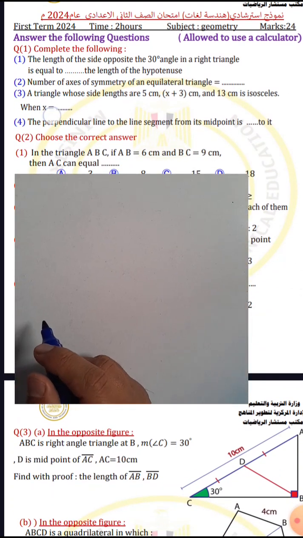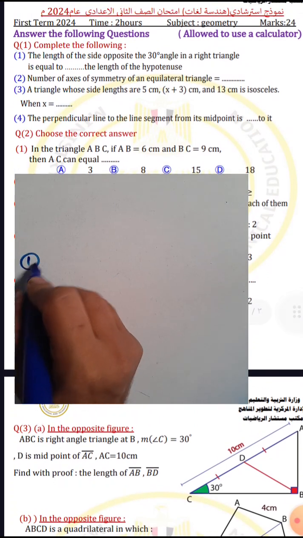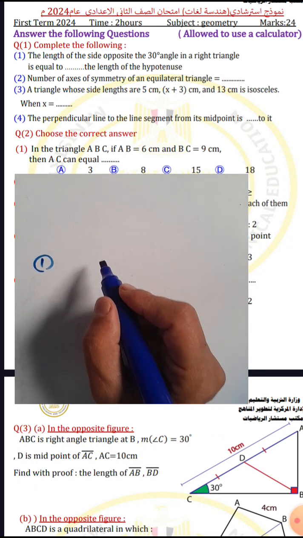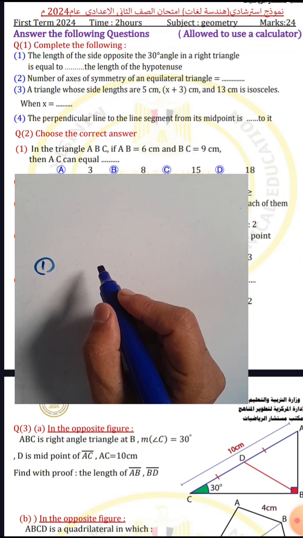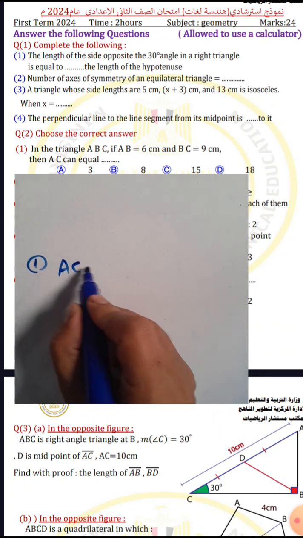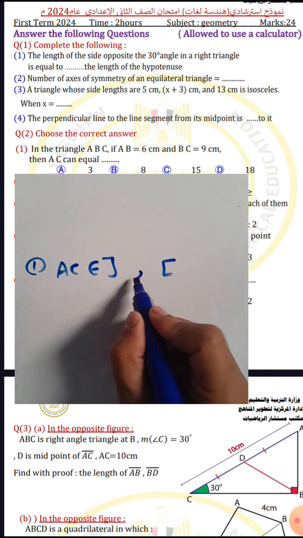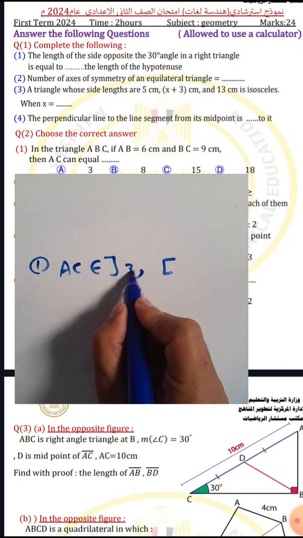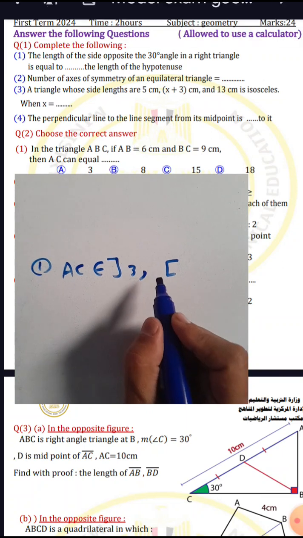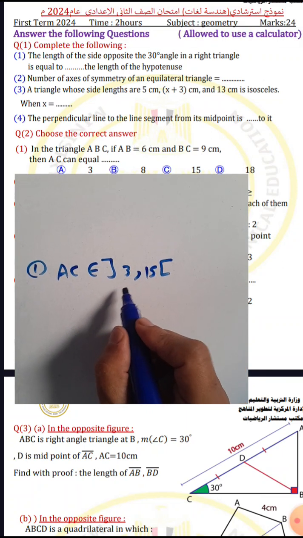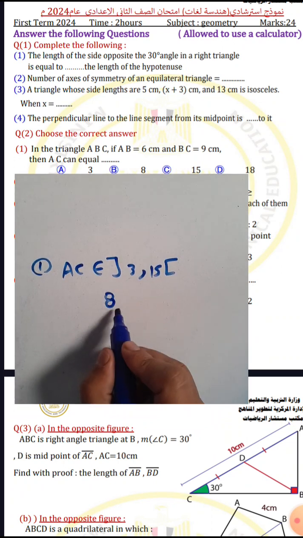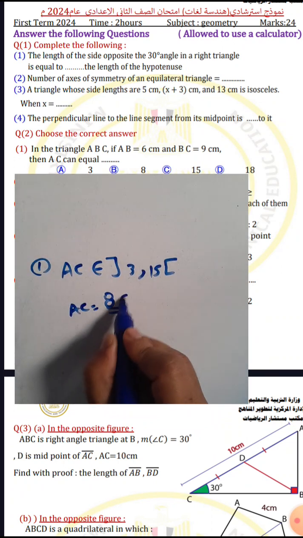Next example. Question number 1. Choose the correct answer. In the triangle ABC, AB was 6 cm and BC equals 9 cm, then AC equals what? AC must belong to the open interval. The difference between 6 and 9 is 3, and 9 plus 6 is 15. The number that lies between 3 and 15 is 8. 8 belongs to this interval. Then AC will be equal to 8 centimeters.